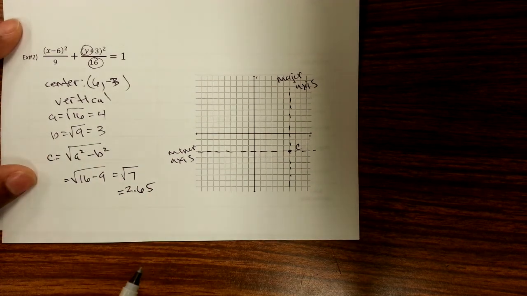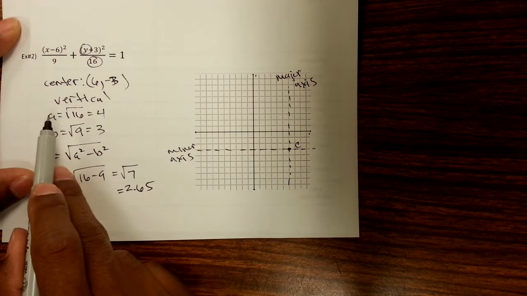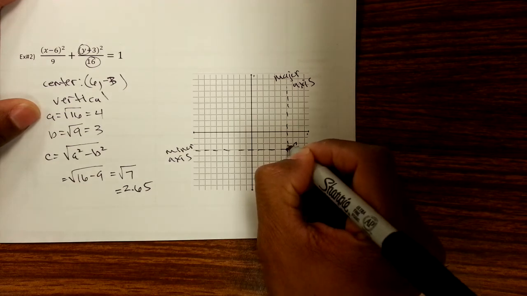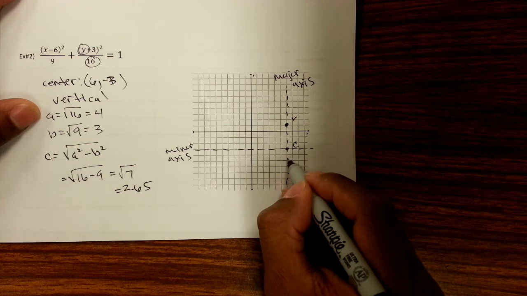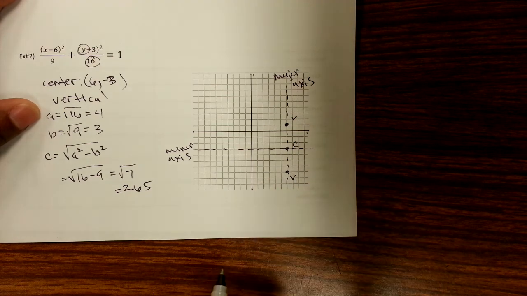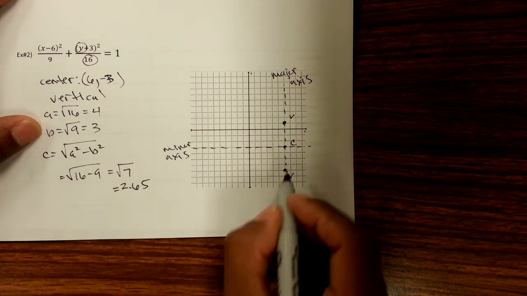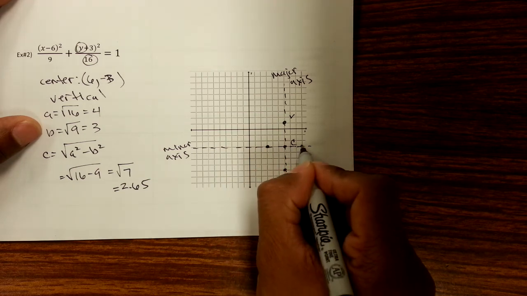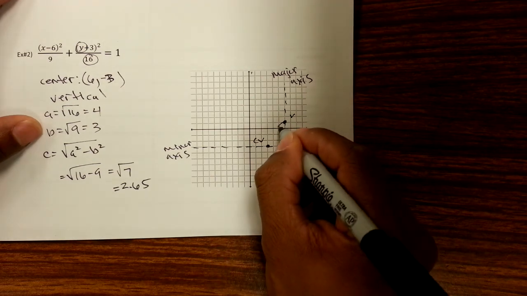Now these three values are going to tell us how to graph. Let's get the a value first. The a value is going to tell us where our major vertices are along the major axis. So my major vertices are 4 units up along the major axis and 4 units down. 1, 2, 3, 4. There's my major vertex. 1, 2, 3, 4. There's my other major vertex. Minor vertices or co-vertices are going to be 3 units to the left and 3 units to the right. 1, 2, 3. 1, 2, 3. There's my co-vertices.